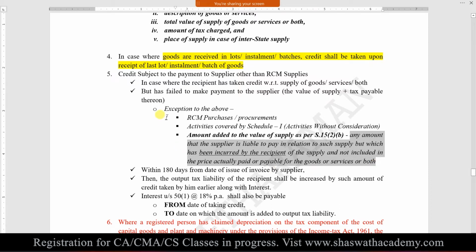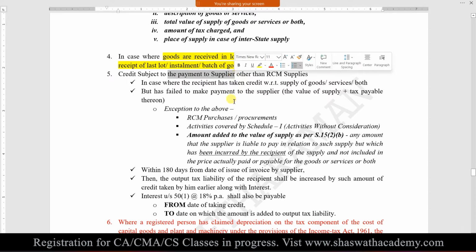So, these 3 are the excellent exceptions. This will be inculcated in the question itself. You have to be careful enough to pick these areas. Apart from this, if the supplier has not been paid for forward charge mechanism within 180 days, then there is going to be a reversal coming into picture.